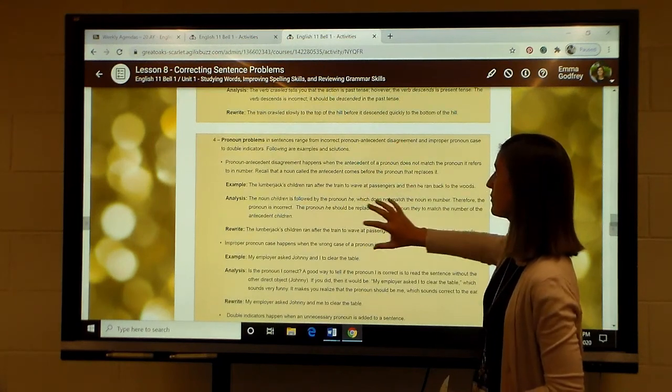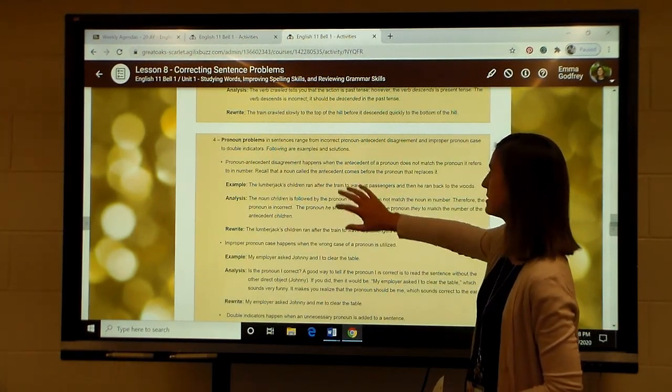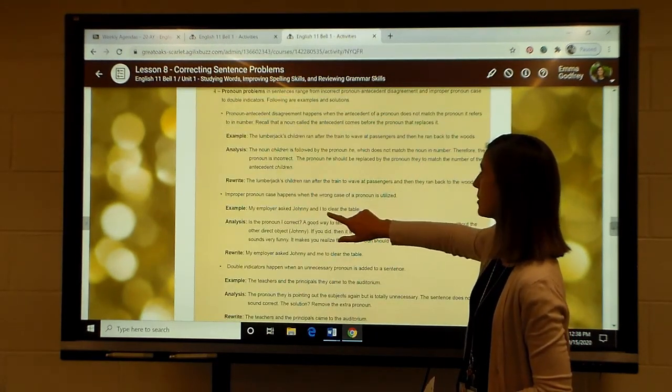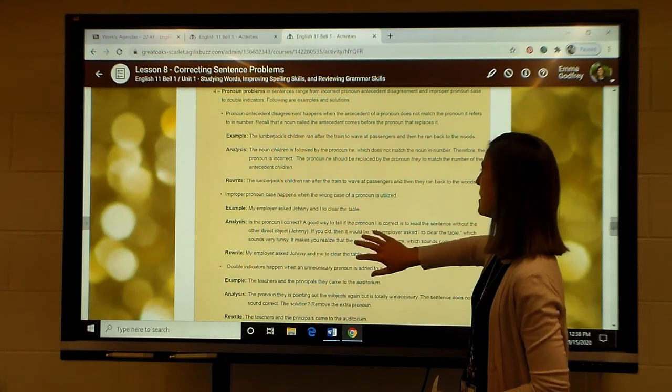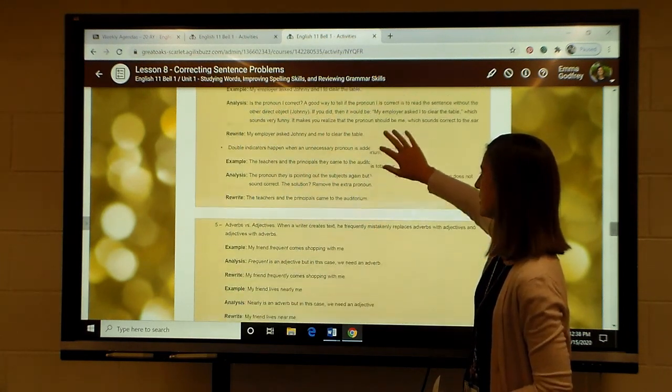Pronoun problems, there are a few different examples. So you're going to have pronoun antecedent issues. You might have improper pronoun case. You could also have double indicators.